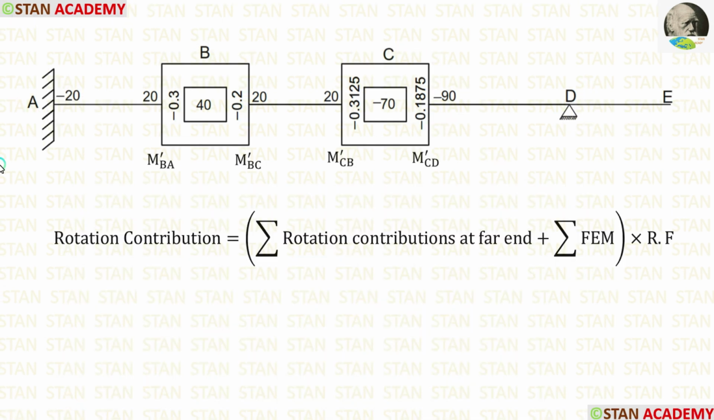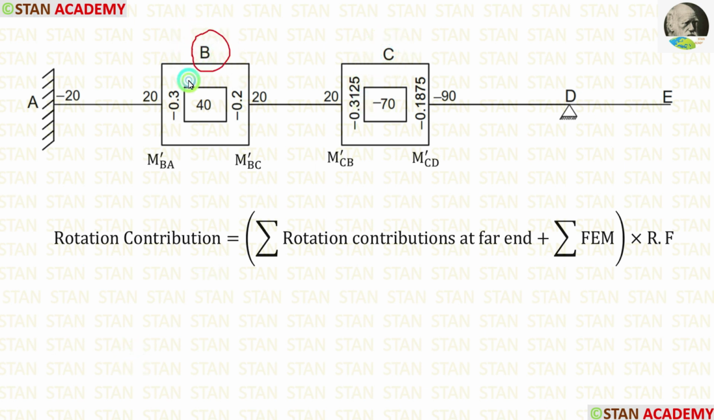Now we are going to calculate the rotation contributions. The rotation contributions will be available only in the joints. We are having three joints, joint B, joint C and joint D. In the joint D, we have already calculated the final moments and we have released it. So in the joint D, the rotation contribution is 0. In this case, we have to make the rotation contributions only in the joints B and C.